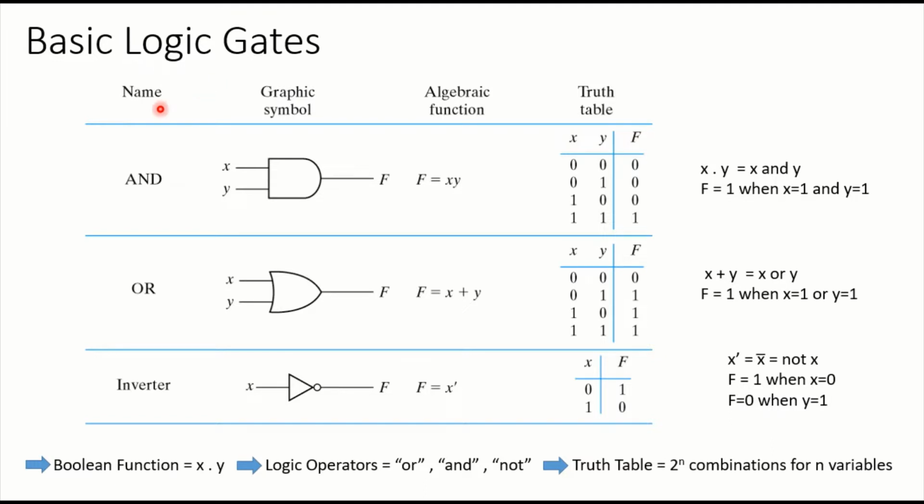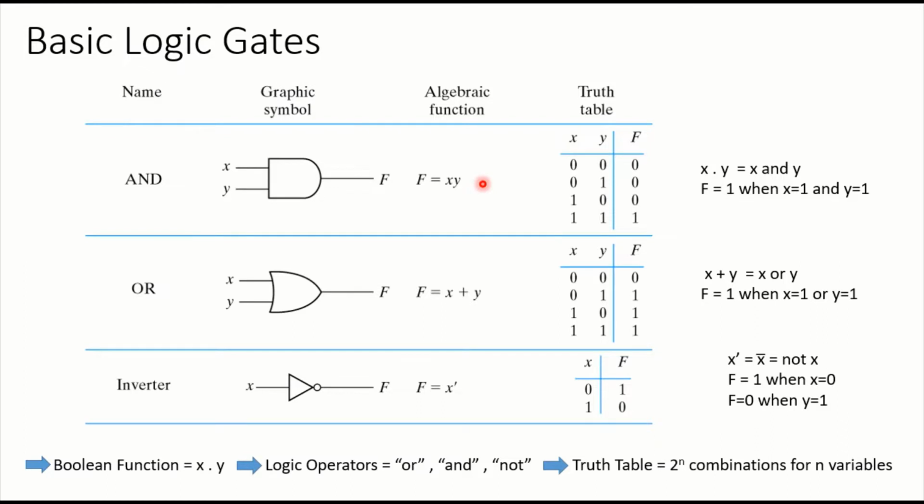First, we will talk about the AND gate. The symbol for the AND gate is shown here. This is a D-type symbol, and this AND gate is a two-input AND gate, where the first input is X and the second input is Y. The output of this AND gate is taken from F. For this AND gate we can write the algebraic function or Boolean function. This is defined as F equal to XY.